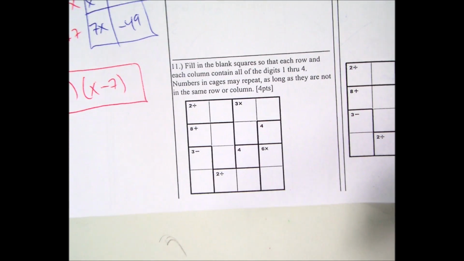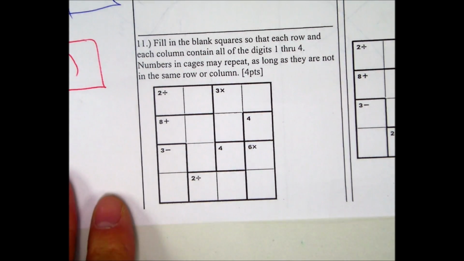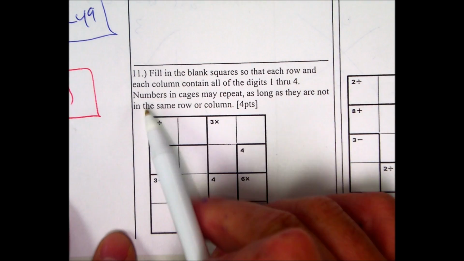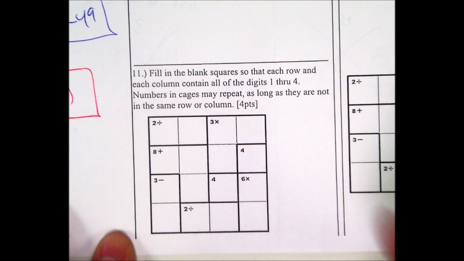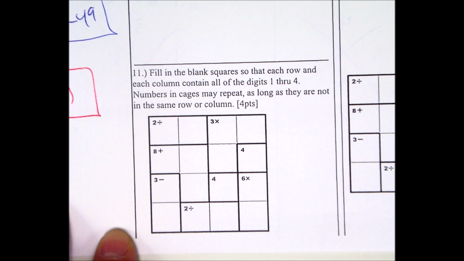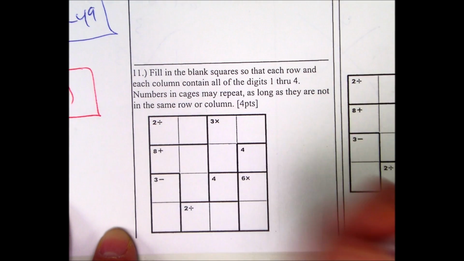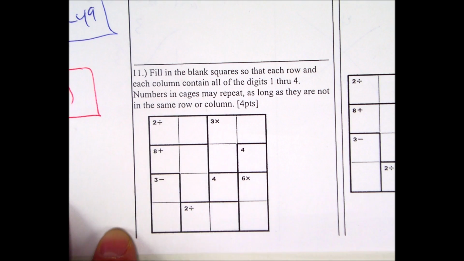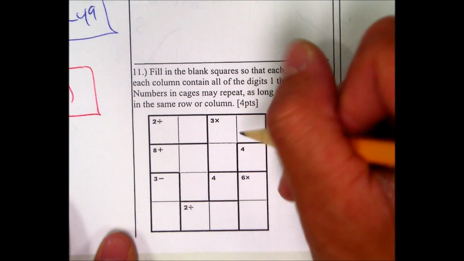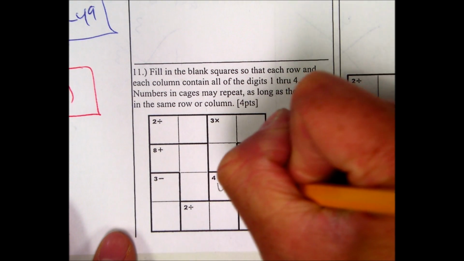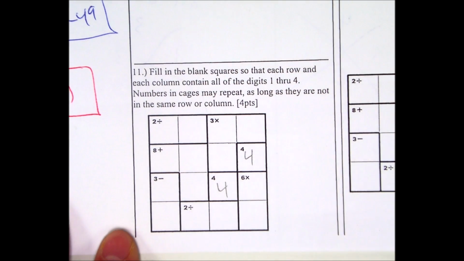And the last one, I'm going to go over this because I'm really surprised so many students are missing this. This should be like an easy set of points here. Fill in the blank squares so that each row and each column contain all the digits 1 to 4. Numbers and cages may repeat as long as they are not in the same row or column. Okay. So the first thing you should be looking for is freebies. The freebies are the numbers where there is no math operation. So I got a 4 and I got a 4. Awesome, right?